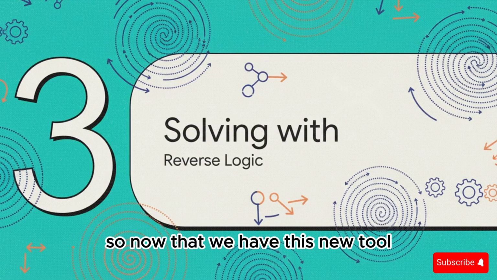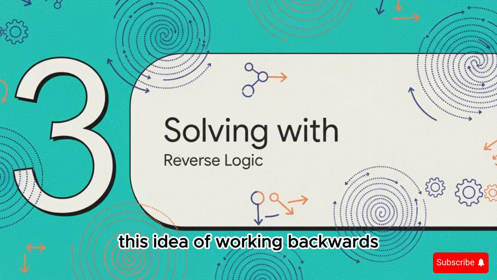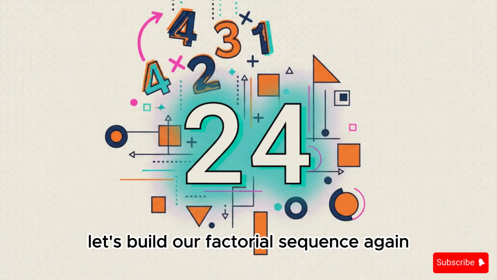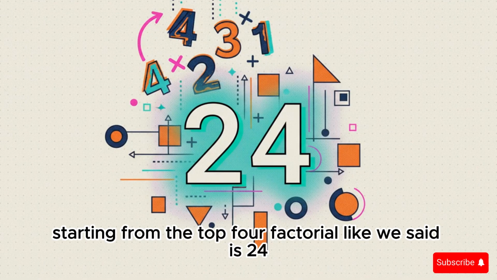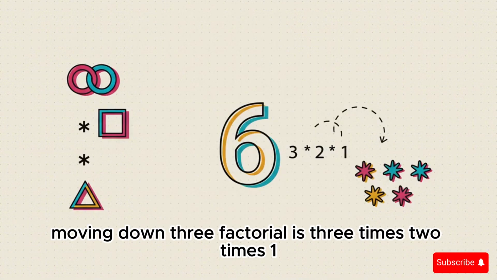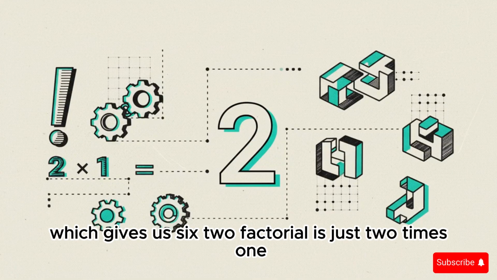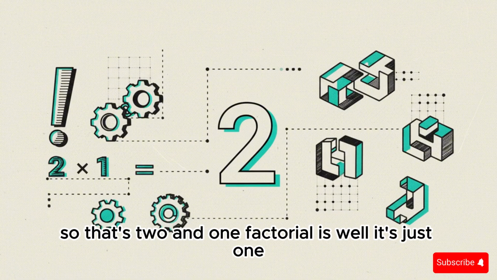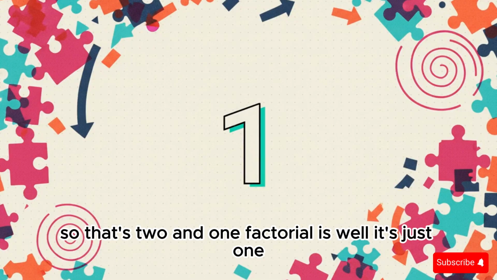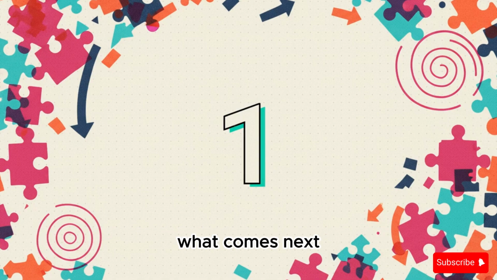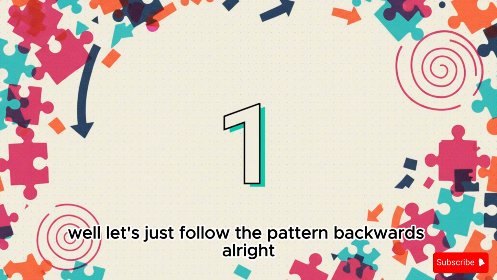Okay, so now that we have this new tool, this idea of working backwards, let's bring it back to our original problem with factorials. Let's build our factorial sequence again, starting from the top. 4 factorial, like we said, is 24. Moving down, 3 factorial is 3 times 2 times 1, which gives us 6. 2 factorial is just 2 times 1, so that's 2. And 1 factorial is just 1. Okay, so now we're right at the edge of our puzzle. What comes next? Well, let's just follow the pattern backwards.